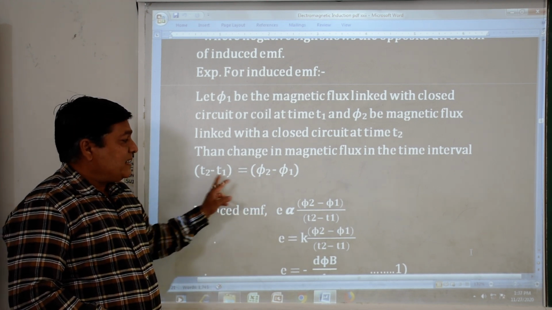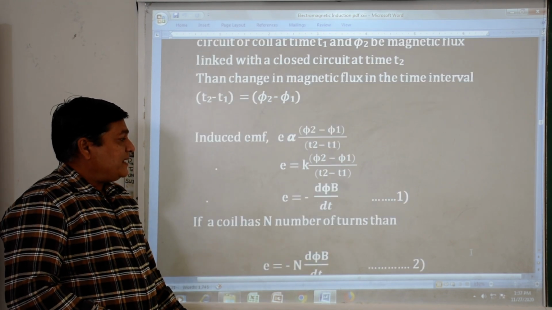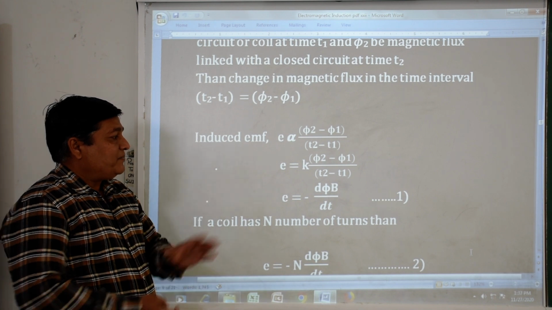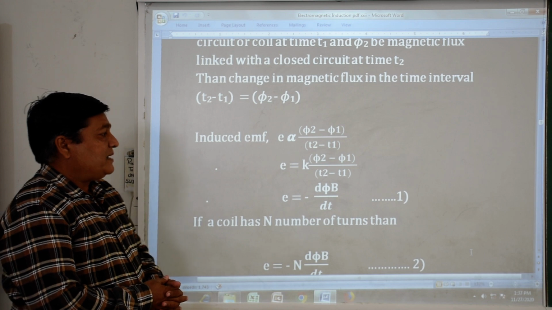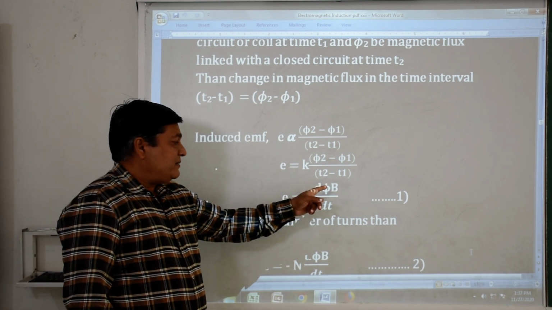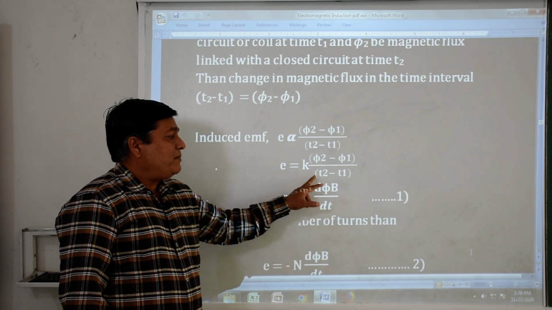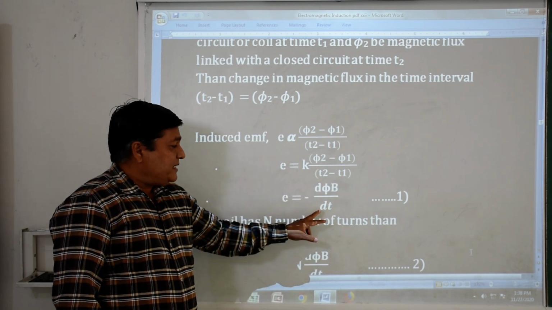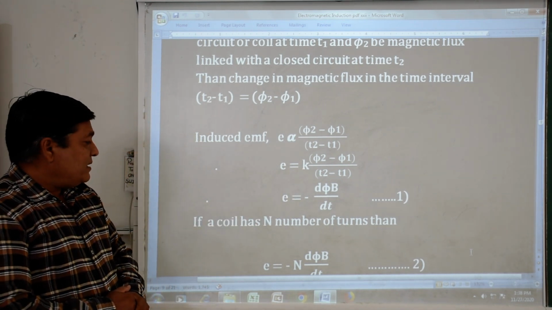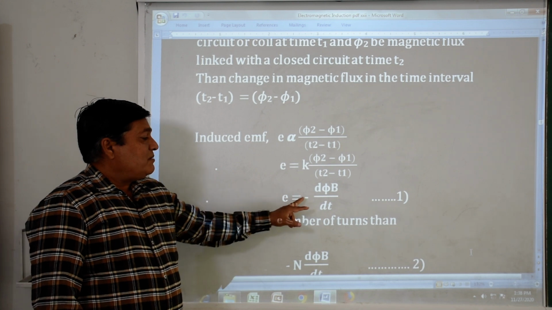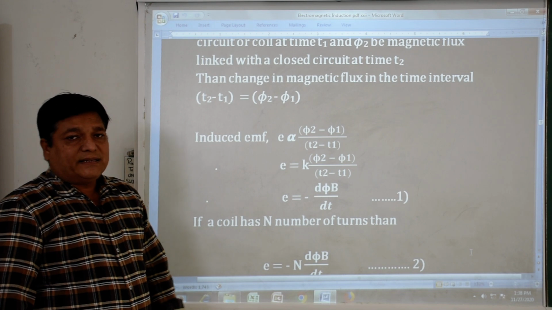According to Faraday's second law, we can say that E, the induced EMF, is directly proportional to the rate of change in magnetic flux. It means (φ2 - φ1)/(t2 - t1). So it can be written as E = K (φ2 - φ1)/(t2 - t1). We can write this rate of change in magnetic flux as dφB over the change in time interval dt. By keeping the constant K equal to 1, we get E = -dφB/dt, the expression that we have seen in the second law.